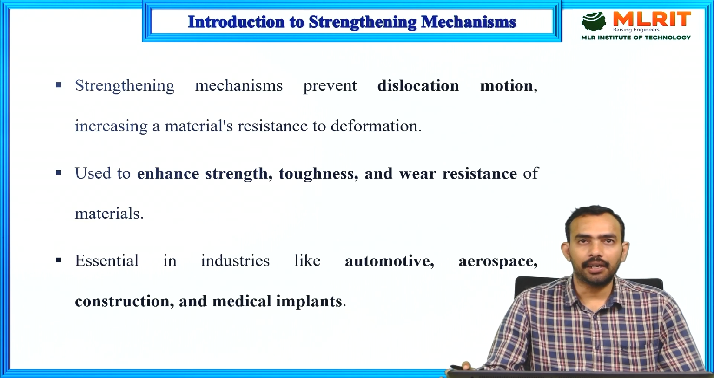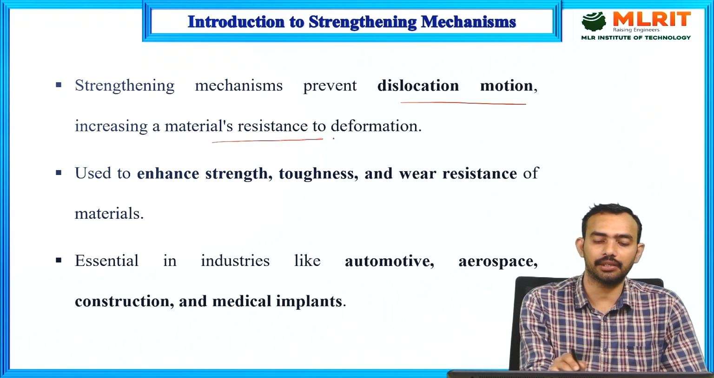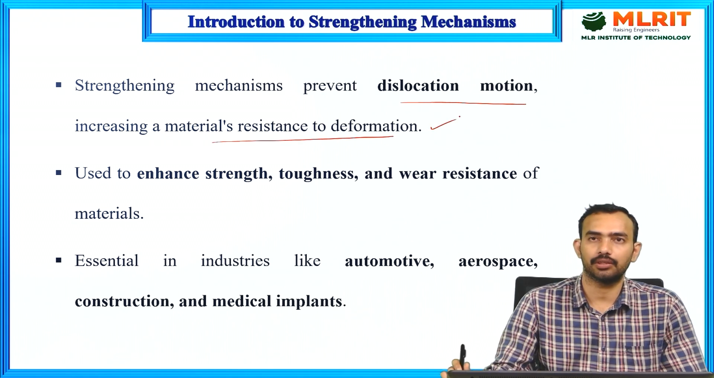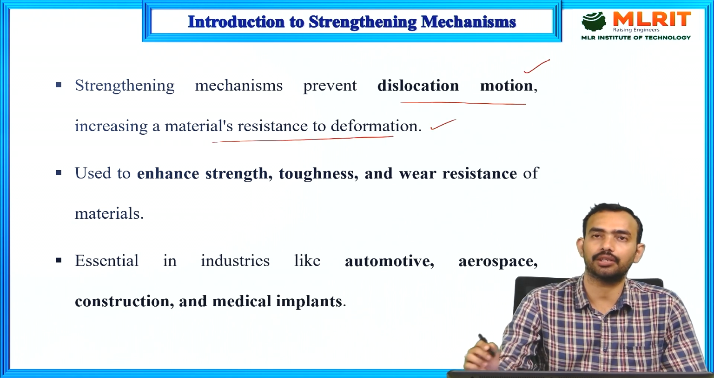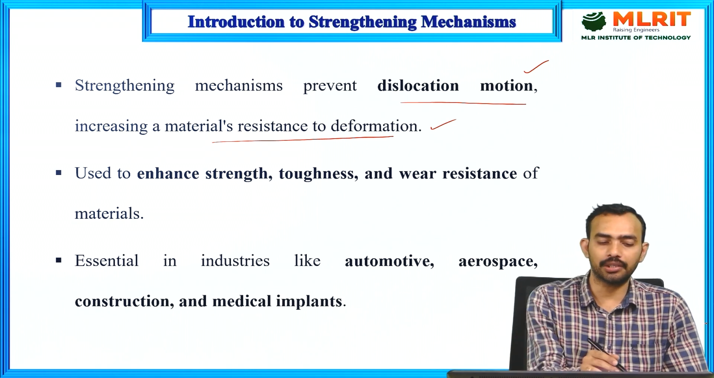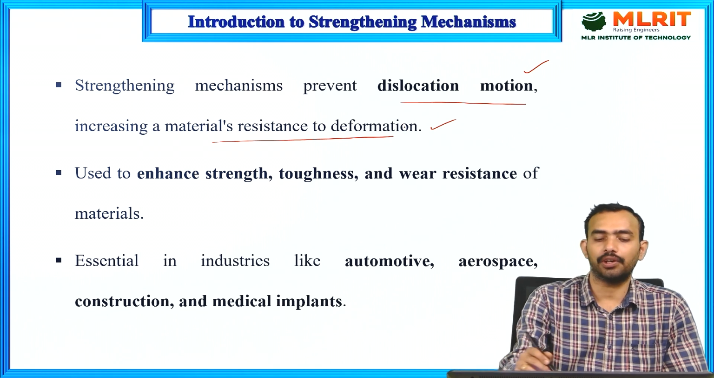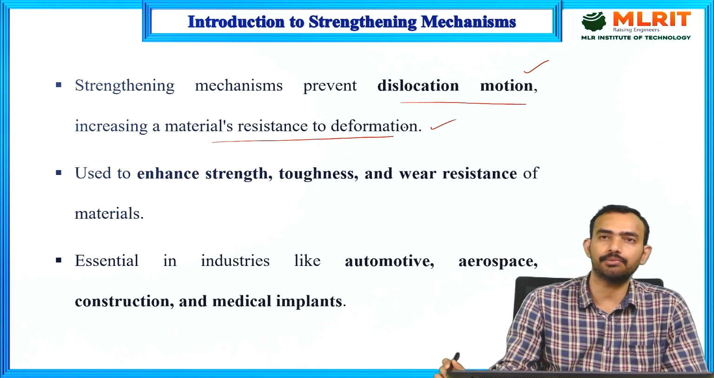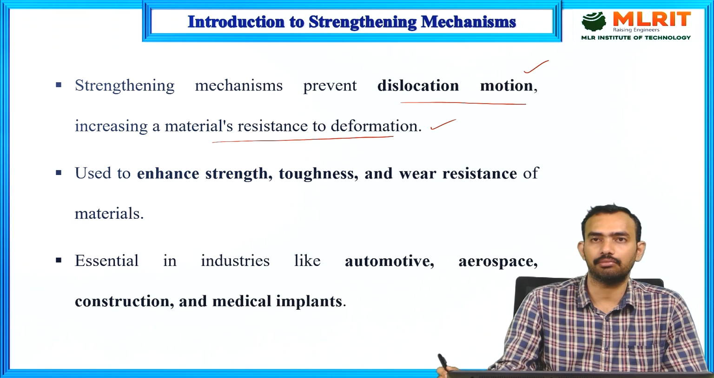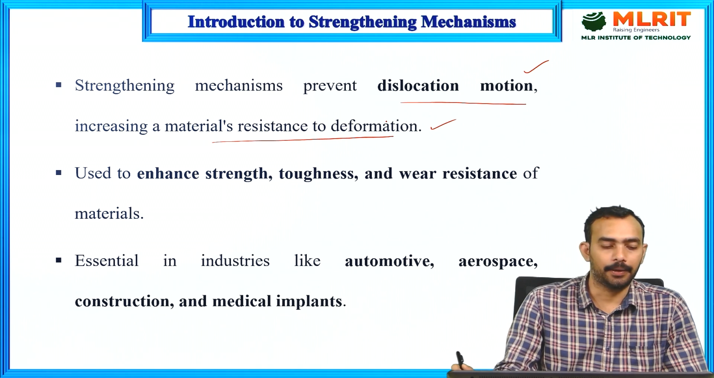So strengthening mechanisms prevent dislocation motion, increasing a material's resistance to deformation. We will look at how the dislocation motion takes place in metals, and how it increases the material's resistance. Basically, in strengthening mechanisms, we apply certain mechanisms to prevent the dislocation motion so that the material's resistance against deformation is increased. In turn, the material property can be enhanced.